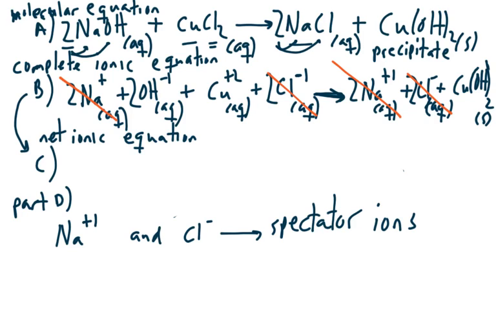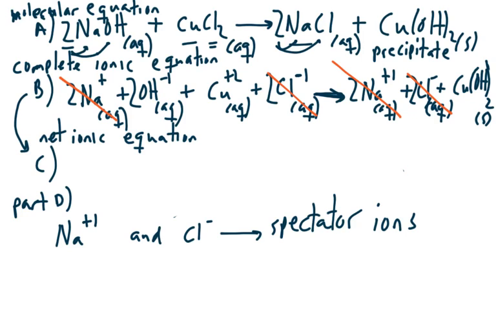Notice that sodium is the same before the reaction and after the reaction. Chlorine is the same before and after. They didn't do anything. They stayed the same before and after. They did not participate in the reaction. Therefore, that's what we call a spectator ion.